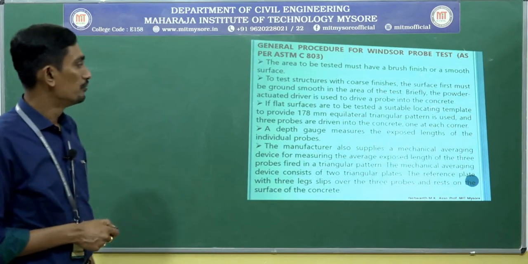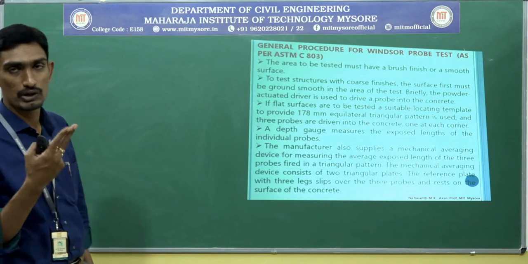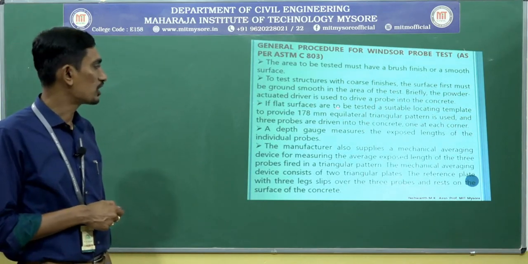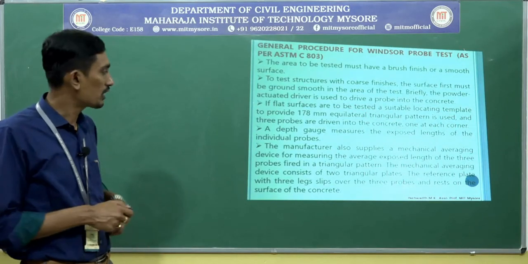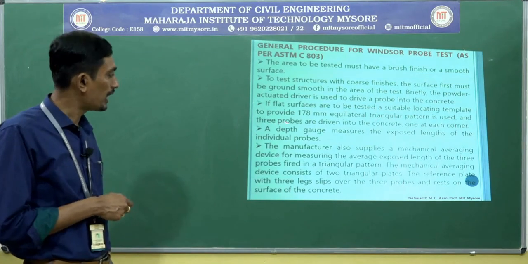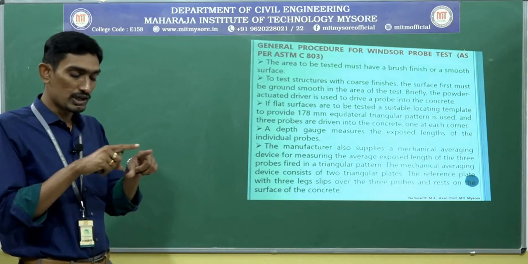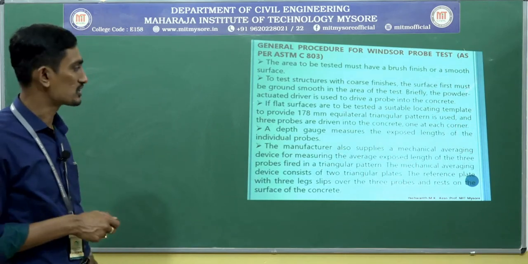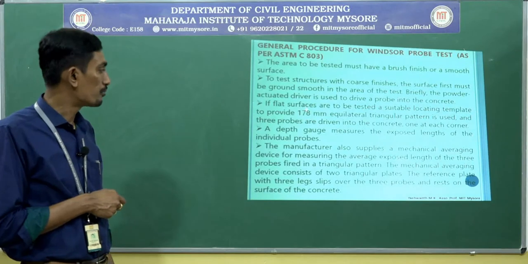Briefly, the powder-actuated driver is used to drive a probe into the concrete. That's what they use to drive the probes into the concrete on the flat surface to be tested. So we are going to create a flat surface. A suitable locating template is needed. That means after choosing a flat surface on which we are going to perform the test, we need to select a location with respect to a template.